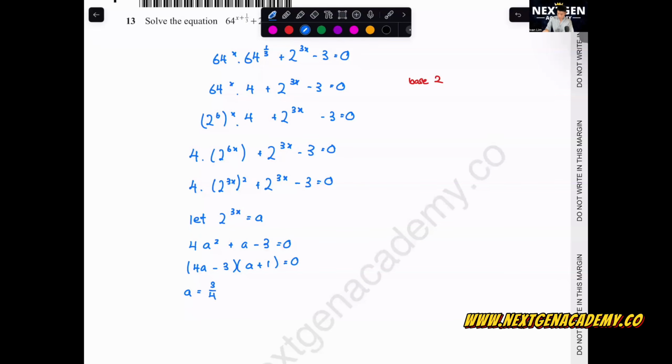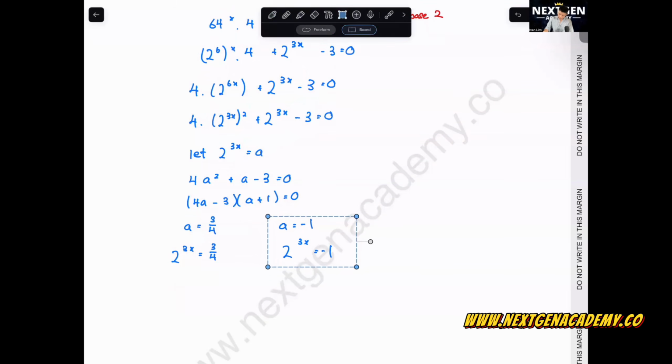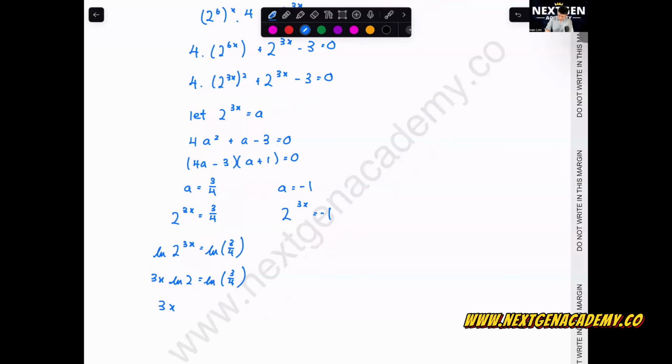A is 3 over 4. A is negative 1. Okay, then we solve for a, 2 to the power of 3x equals to 3 over 4. 2 to the power of 3x equals to negative 1. Okay, you got unknown power to solve. You can use ln, you can use log. Okay, we use ln. 3x ln 2 equals to ln 3 over 4. Okay, 3x equals to ln 3 over 4 over ln 2.